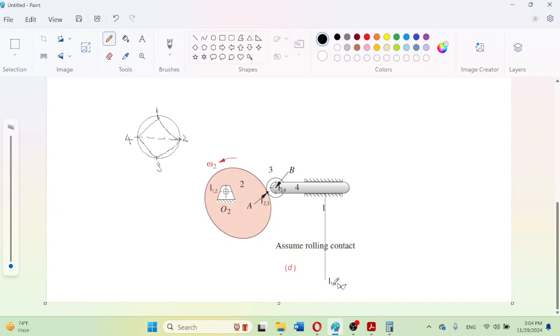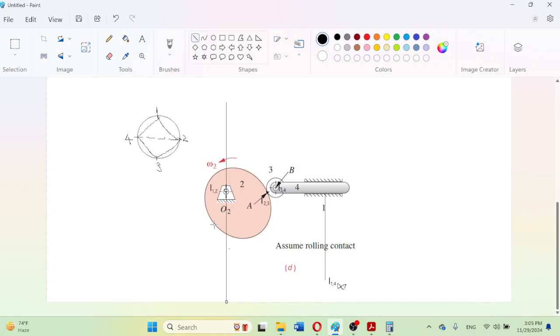As we can observe, instant center I1,4 is actually located at infinity. So we will be drawing a parallel line with this effective rocker link. This is effective rocker link number 4. So we will be drawing a line parallel from this point of link number 2, and we will extend this line in both directions, parallel to this effective rocker link. So this is at infinity.